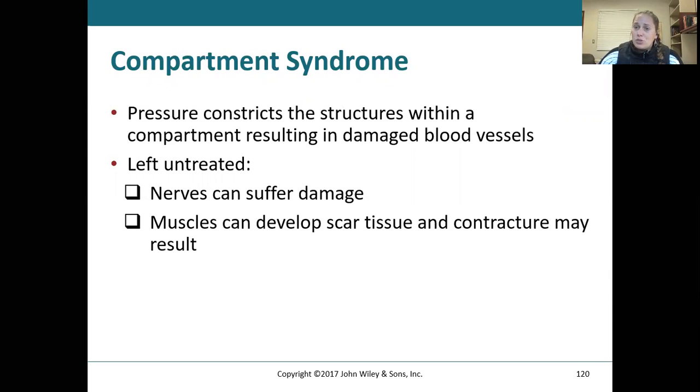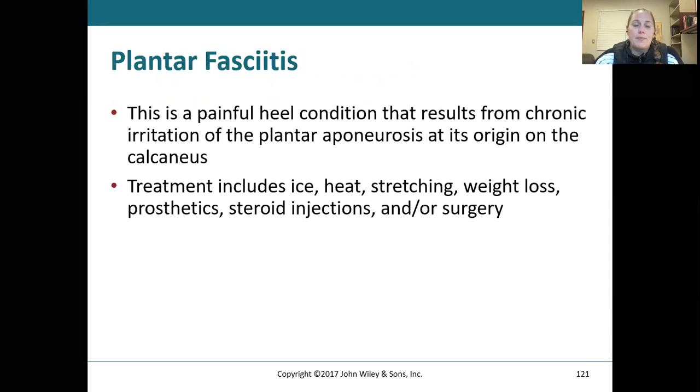Compartment syndrome is another issue that individuals might have. You have pressure that constricts structures within the compartment, damaging the blood vessels that vascularize different muscular regions. If you do not have blood supply going to those regions, nerves can suffer damage because they're not getting the blood supply and vascularization that they need, and muscles can develop scar tissue, and contracture may develop. And so you'll start to lose function of some of those muscle groups over time.